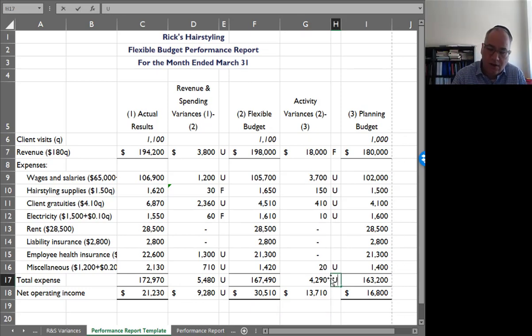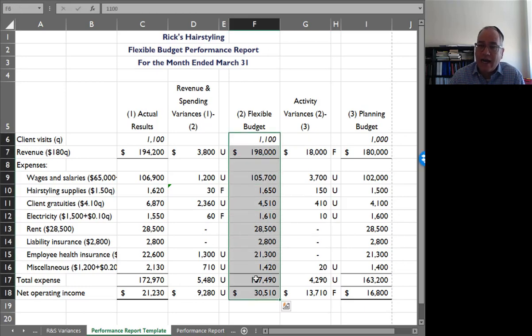$13,710. So there's a story here, and you really want to try to pull the story out of what you see. We had an additional 100 client visits, great. And as a result of that, income should have gone up by $30,510, and revenue should have gone up by $198,000, and expenses should have gone up by $167,490. So we would expect things to turn out like this.